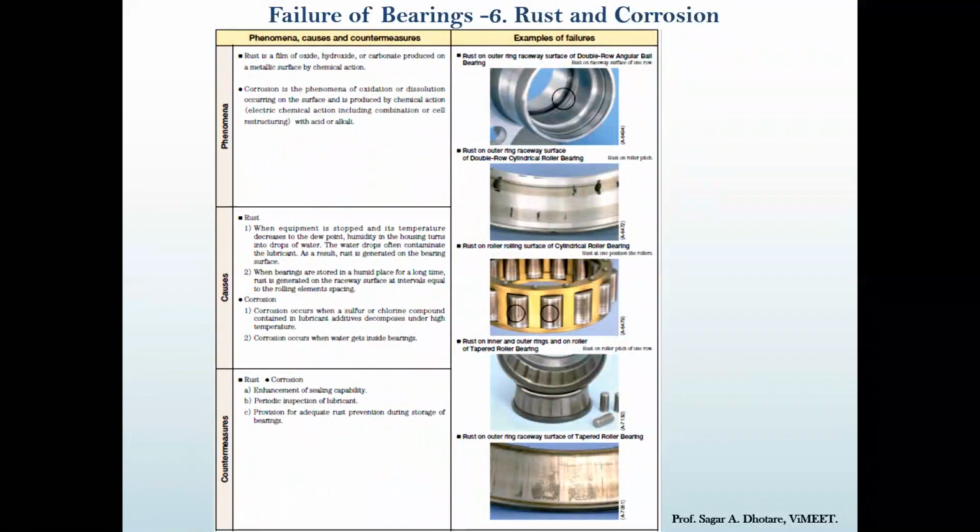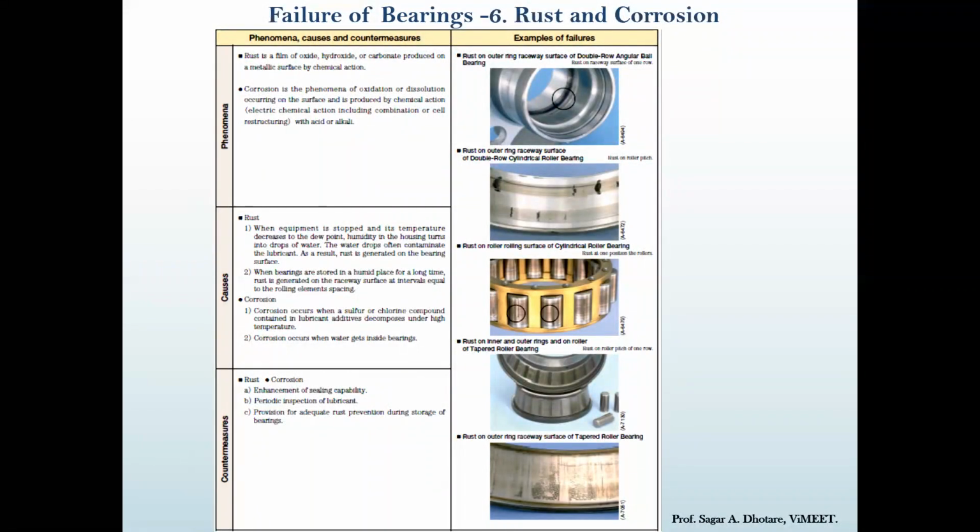Sixth number, that is rust and corrosion. The rust film or rust can occur because of oxidation, then hydroxide or carbonate particles, which is a chemical reaction. So that's why rust occurs. You can see figure number 1, 2, 3. So here the rusting is clearly shown.